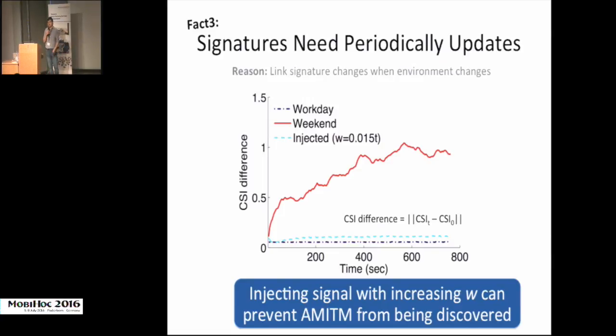So combining all of these three factors, we found there's a pretty good chance that our system, by injecting the signature over time in the analog domain, can confuse the receiver significantly and cause a lot of degradation in the performance of link-based source identification.